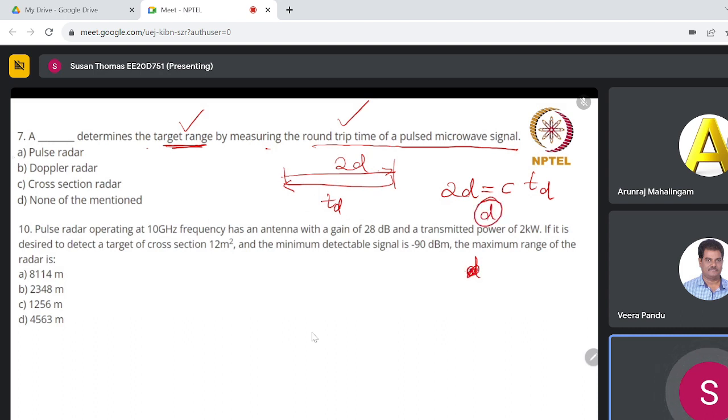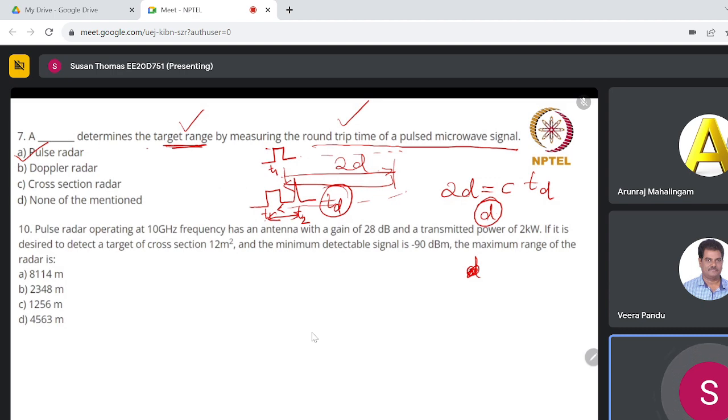So such a radar is known as pulse radar. So we are sending in pulses. Once you send in a pulse at time T1, and you try to receive, after some time you get a backscattered signal at time T2. The time difference between these two will be calculated as the time delay. So this is known as a pulse radar.